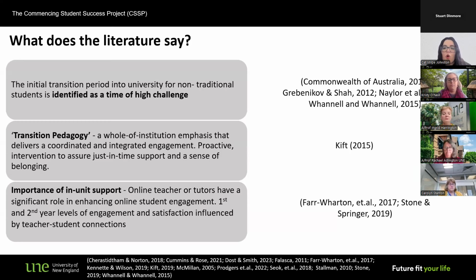It calls for a whole-of-institution approach that ensures engagement strategies are not left to individual units or academics on their own, but are coordinated and integrated across the university. This means creating proactive interventions that provide just-in-time support so students can access help exactly when they need it, rather than after they've already disengaged. It also means prioritizing that critical sense of belonging from the very beginning, for example, in first-year units.